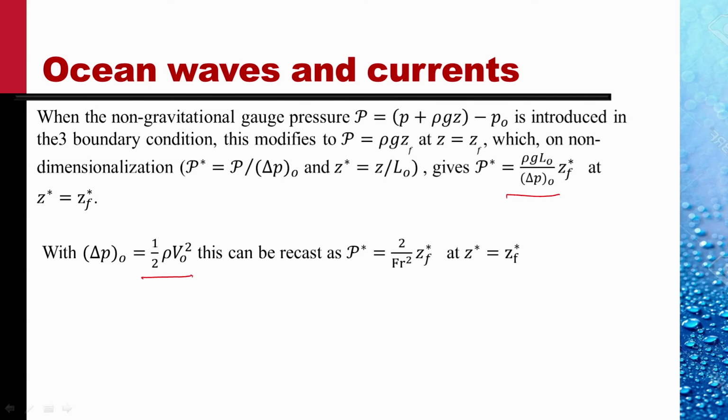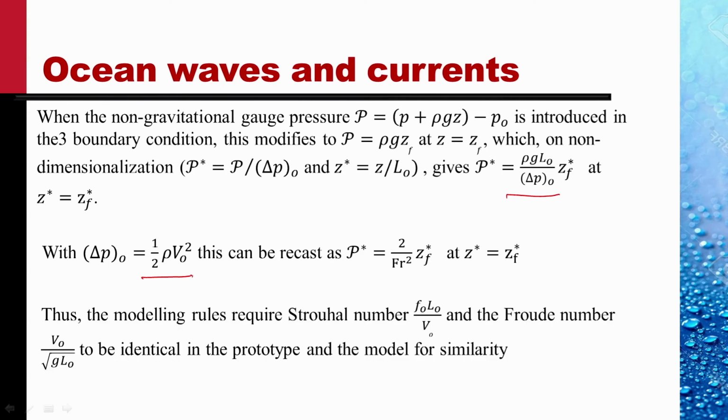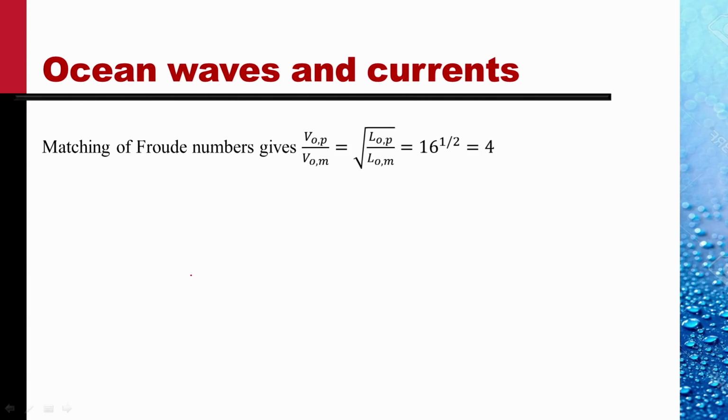Notice that since there is only one pressure, the Euler number can be made to disappear. And so we are left with only the Froude number. Thus, the modeling rule requires the Froude number to be identical in the prototype and the model for similarity. Matching of Froude number gives V0P divided by V0M, prototype velocity over model velocity, as under root the length scale of the prototype divided by the length scale of the model.